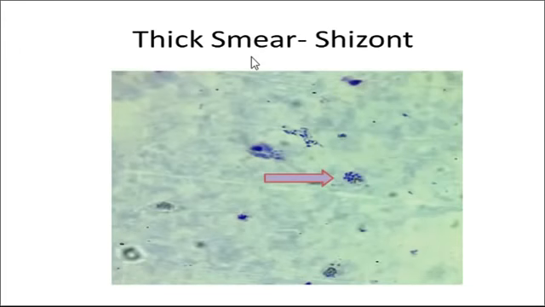Now this is the schizont. This is a thick smear, but you can very well make out the merozoites inside the schizont. There can be about 12 to 24 merozoites in each schizont.